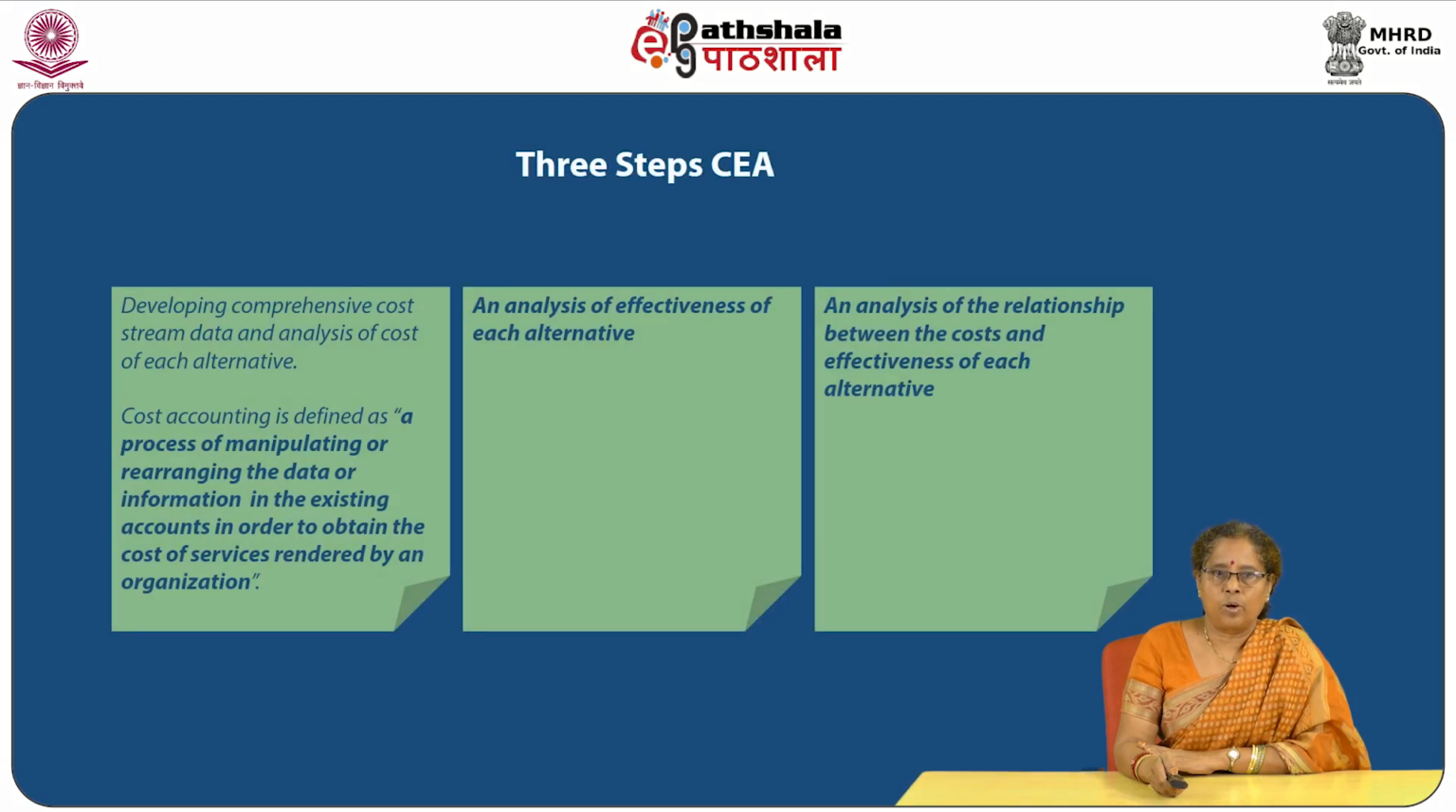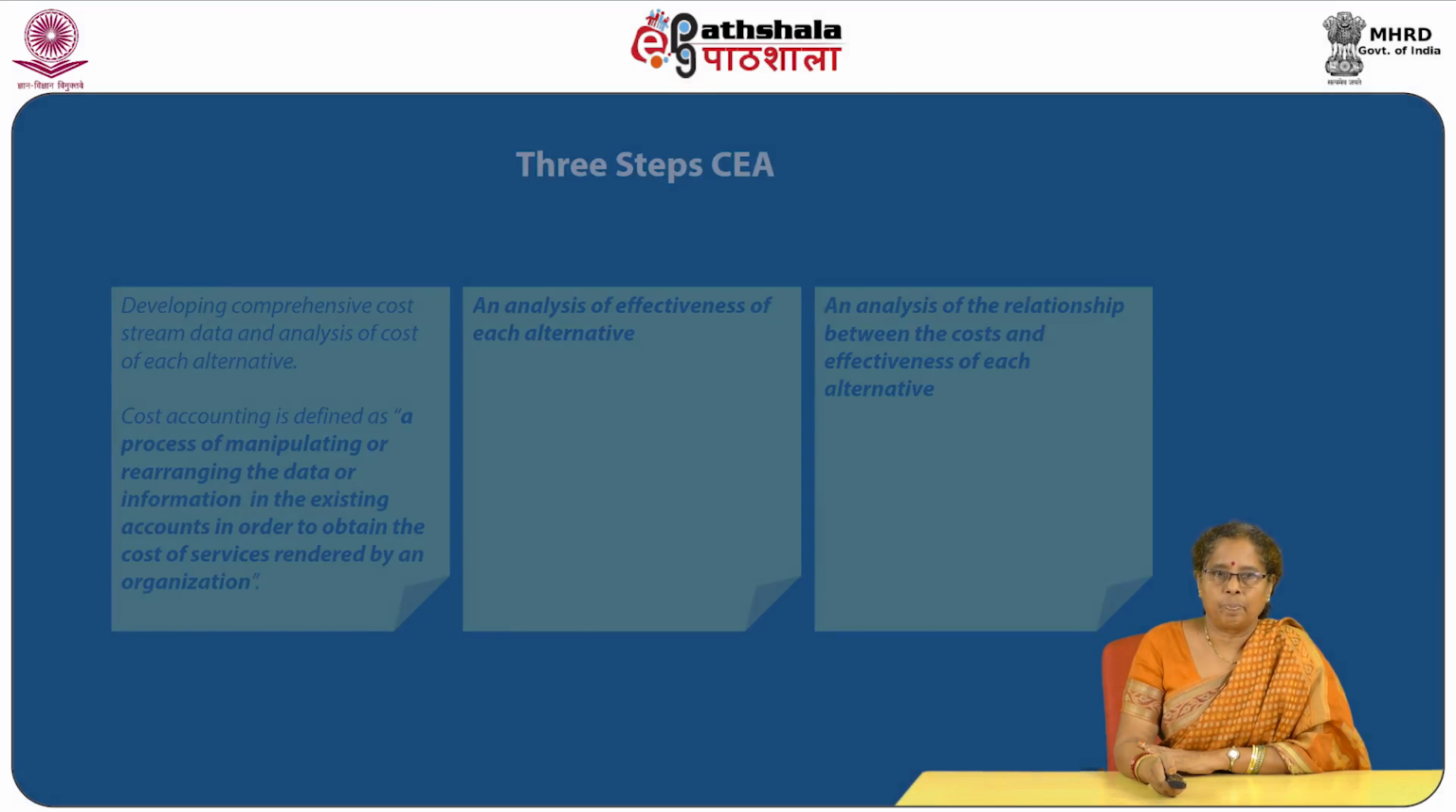There are 3 steps involved in cost-effectiveness analysis. 1. Developing comprehensive cost stream data and analysis of cost of each alternative. This can be achieved through cost accounting. Cost accounting is defined as a process of manipulating or rearranging the data or information in the existing account in order to obtain the cost of services rendered by an organization. Second step is the analysis of effectiveness of each alternative. The third one is the analysis of the relationship between the cost and effectiveness of each alternative.